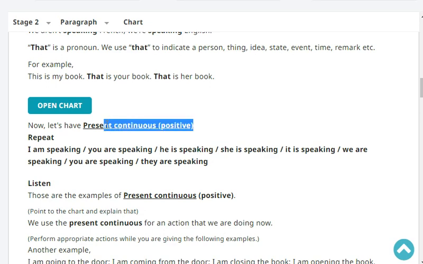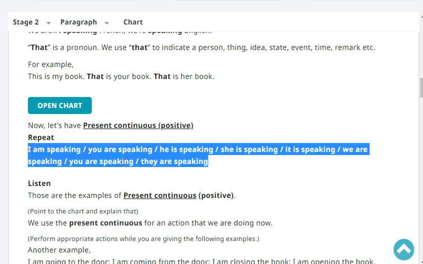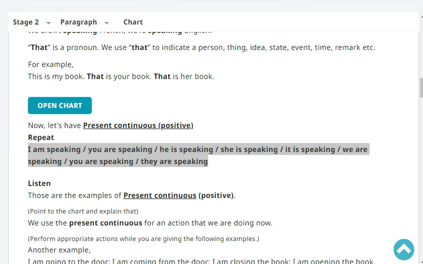Okay, next. For present continuous, it has three groups. Let's start with the first one. Let's talk about present continuous positive. So repeat. I am speaking. You are speaking. He is speaking. She is speaking. It is speaking. We are speaking. You are speaking. They are speaking. Very good.